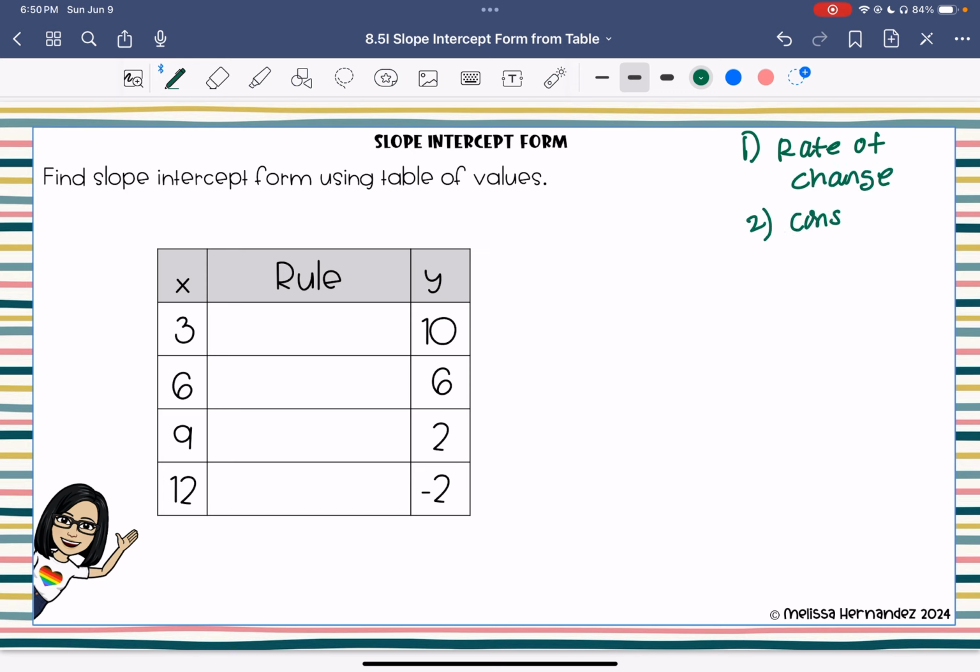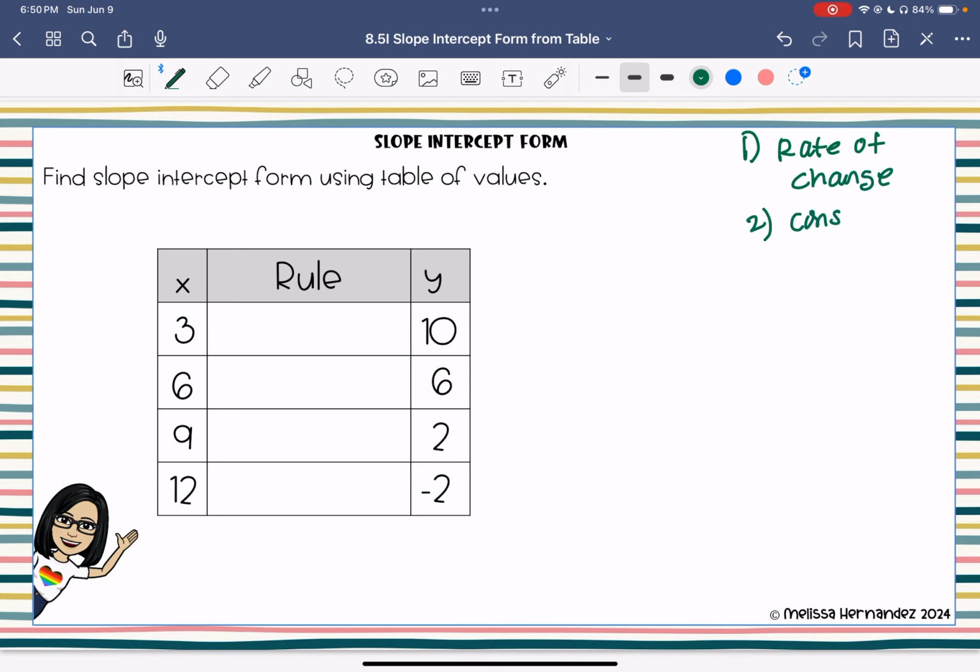So the first thing I want to do is write negative 4 over 3 all the way through. I'm going to put 4 sets of parentheses, and I'm going to plug in all my x values. Okay, now we're going to find the plus or minus if it doesn't equal the y value. So for the first one, it's negative 4/3 times 3, which simplifies to negative 4.